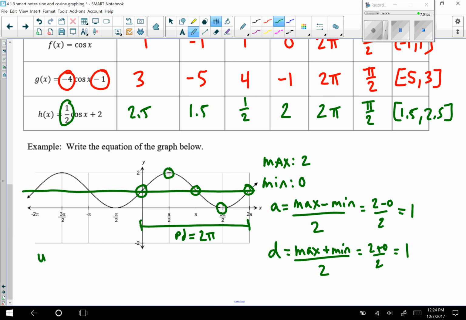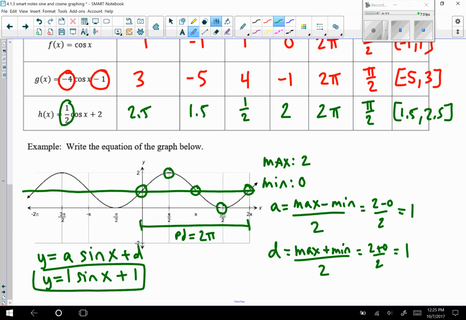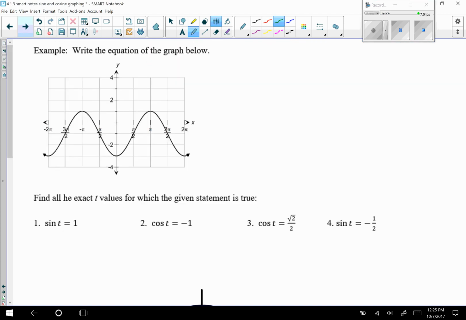So I know I have the general equation, y equals a times the sine of x plus d. So we found our amplitude and our midline, so I just have to plug those values in. So y is equal to 1 times the sine of x plus 1. And of course, we don't really need to write that amplitude 1 there, but if you like to, you can. So I'm going to go to my next graph and do the same thing on the next page.